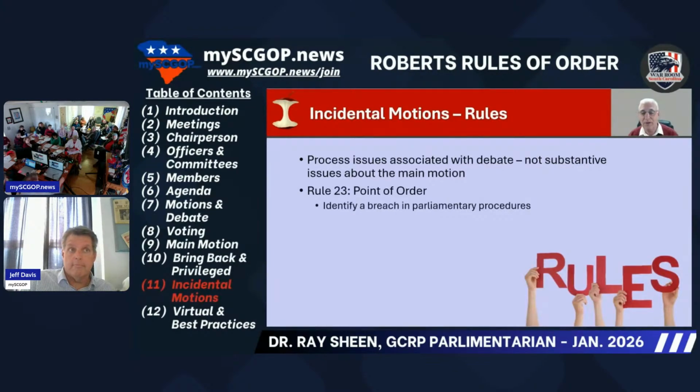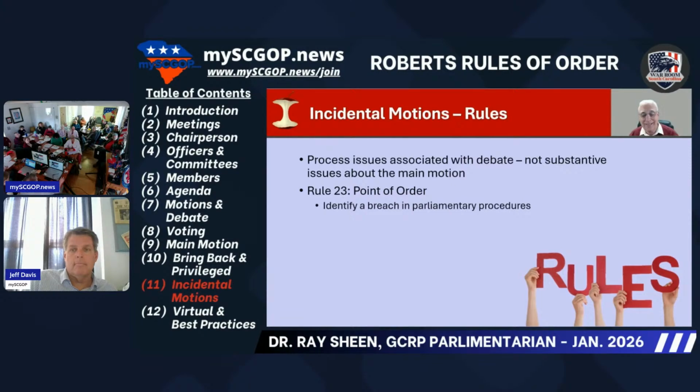The purpose of this motion is to call attention to a breaking of a parliamentary procedure. This motion is discussed in Robert's Rule 23. The person making the point of order needs to make it as soon as the breach occurs. In fact, this motion is in order even if another person has the floor. So the person making this motion can interrupt whoever has the floor.